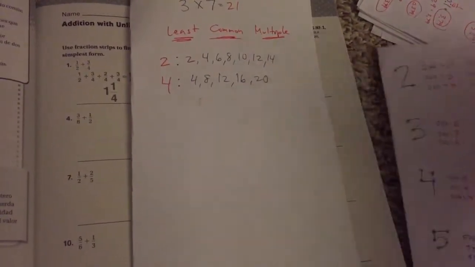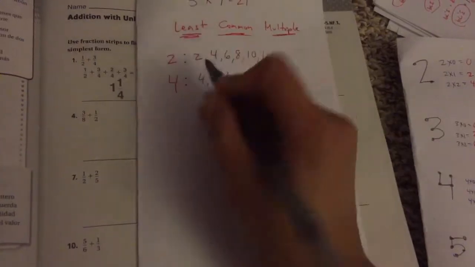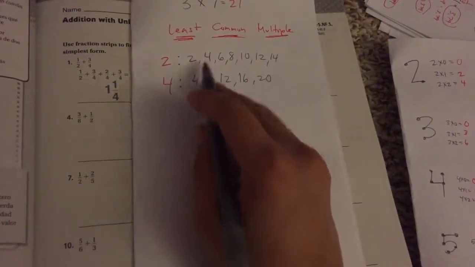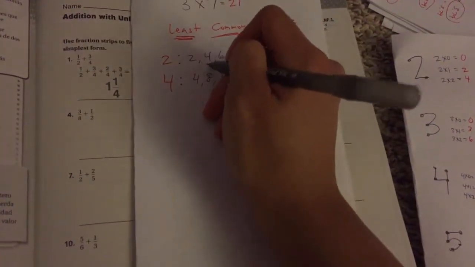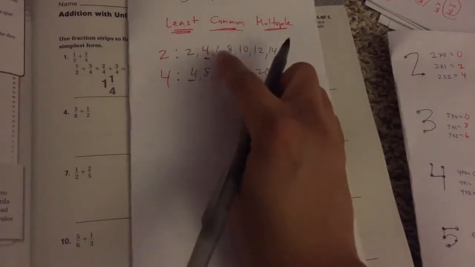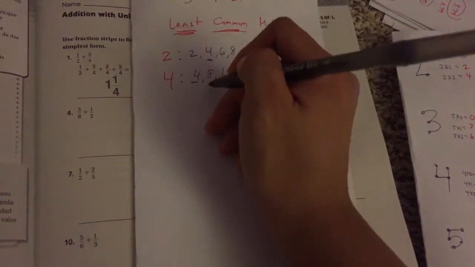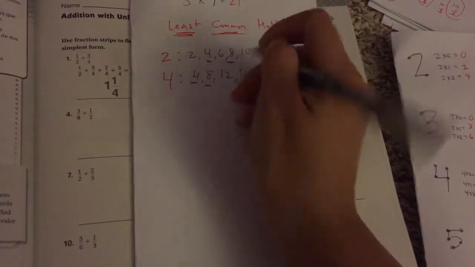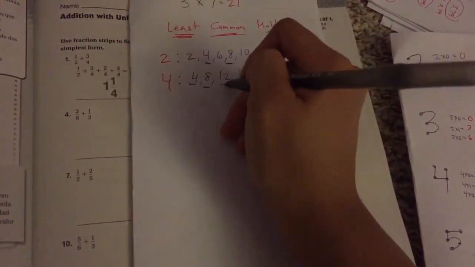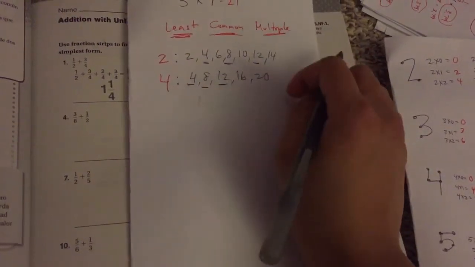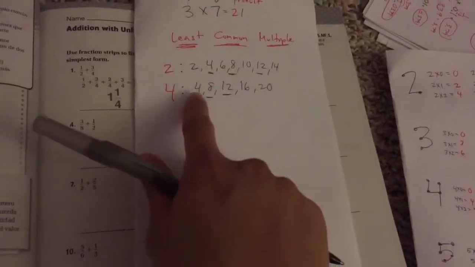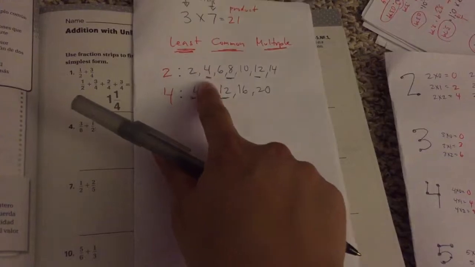Now, we're going to underline all the numbers they have in common. So, do they both have a 2? No. Do they both have a 4? Yes. So, underline them. Do they both have a 6? No. Do they both have an 8? Yes. Do they both have a 10? No. Do they both have a 12? Yes. Do they both have a 14? No. Okay, so here you could see we have common multiples. They're 4, 8, and 12.